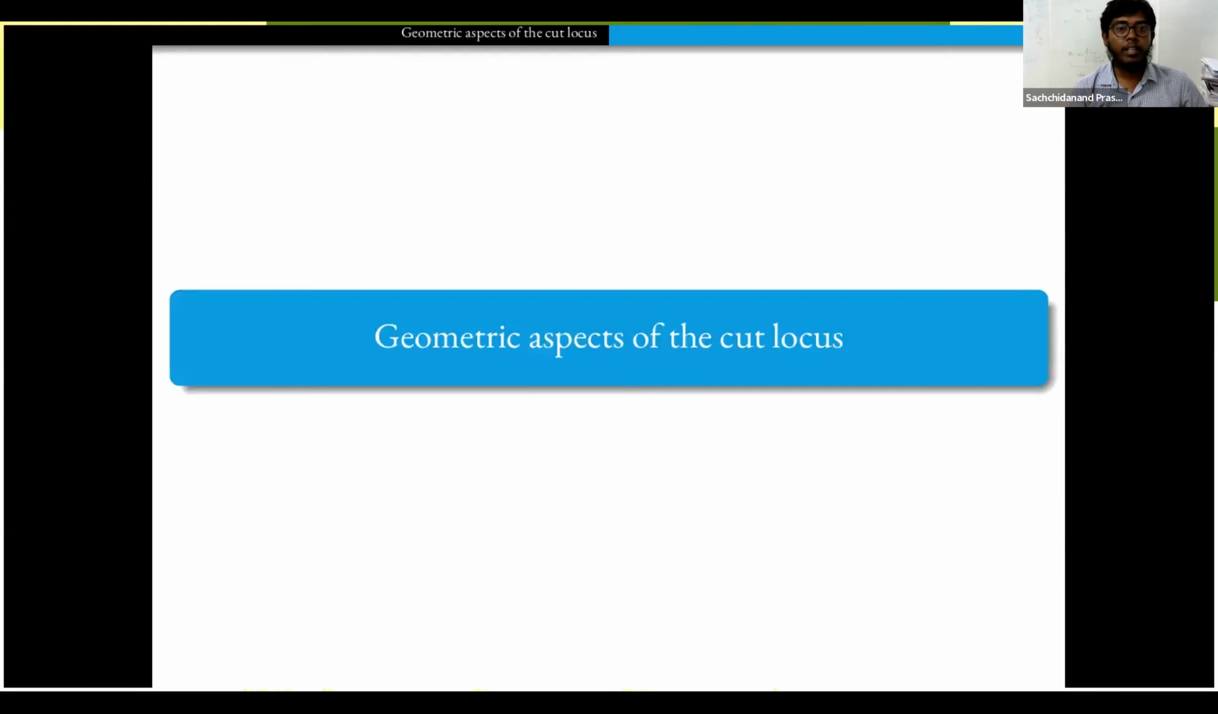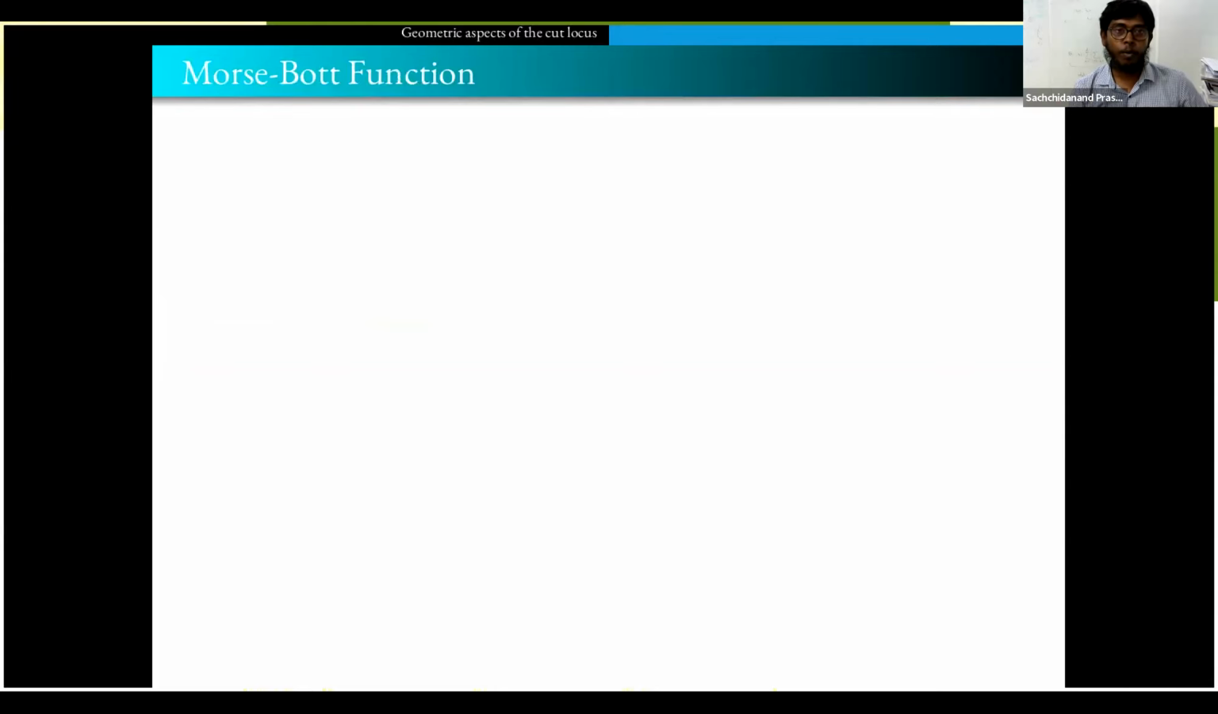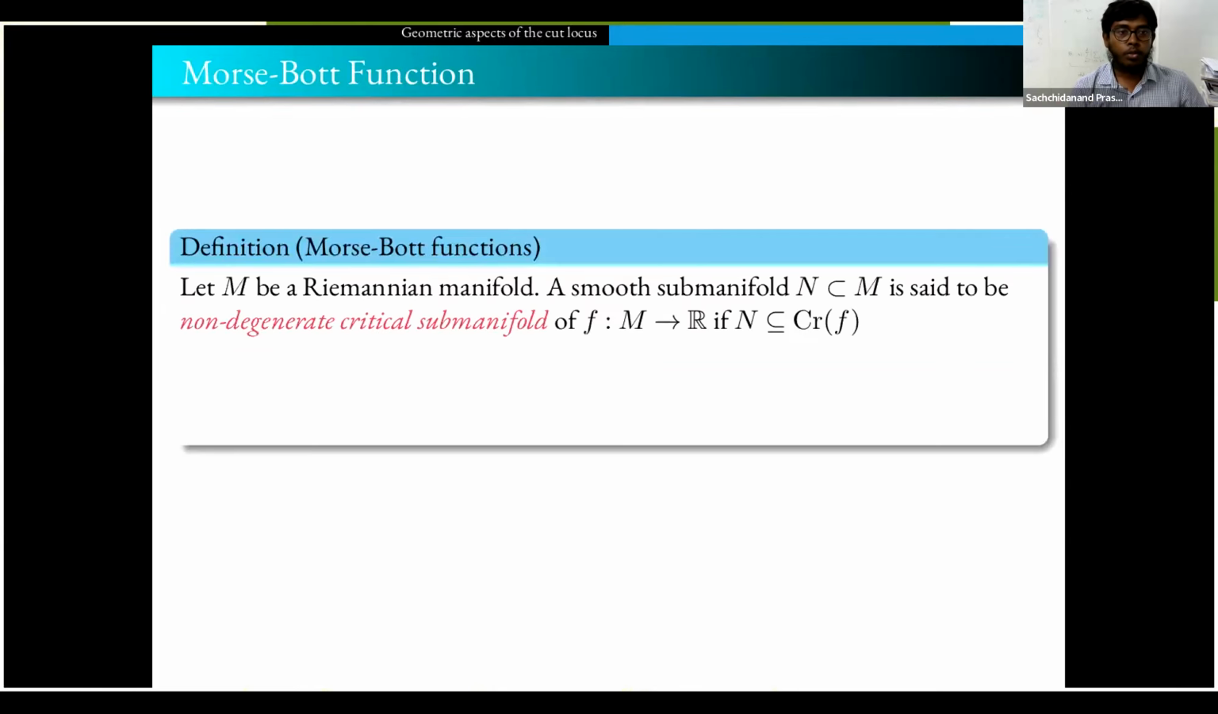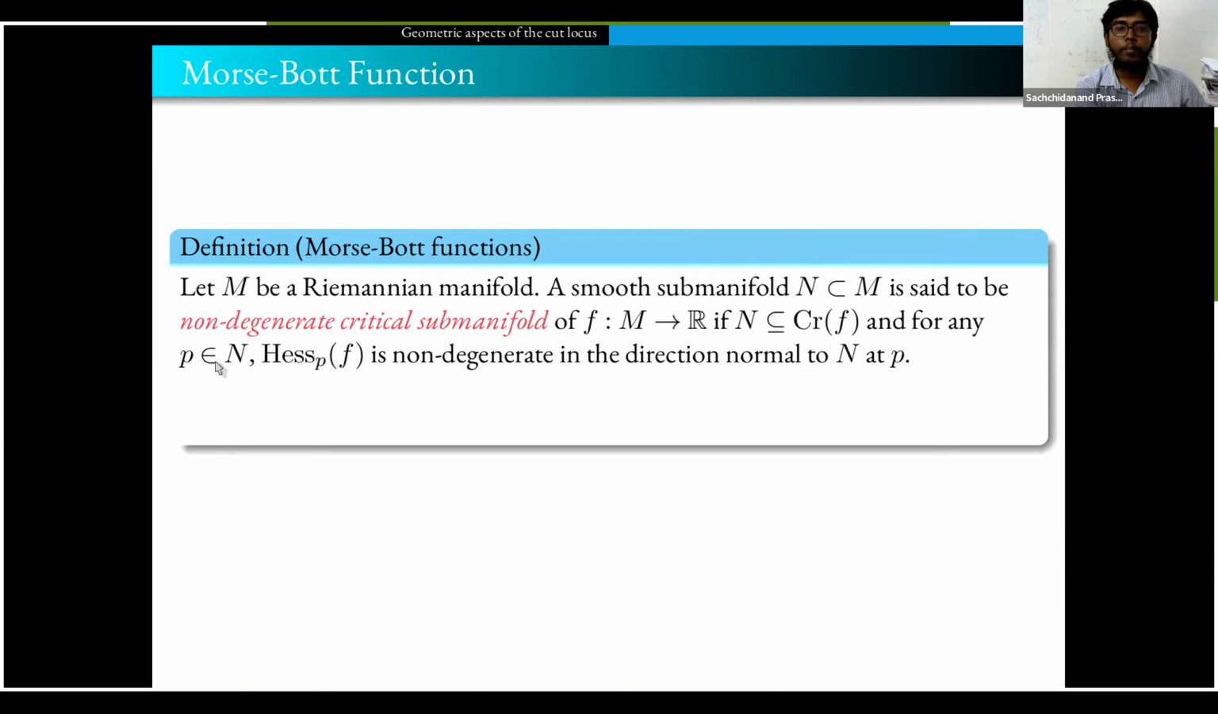So let's begin with the definition of Morse-Bott function. If M is a Riemannian manifold and N is any smooth submanifold of M, then we say that it is a non-degenerate critical submanifold of a real valued function f if this N is a subset of critical points of f, and for any point P, the Hessian is non-degenerate in the direction normal to N at P.